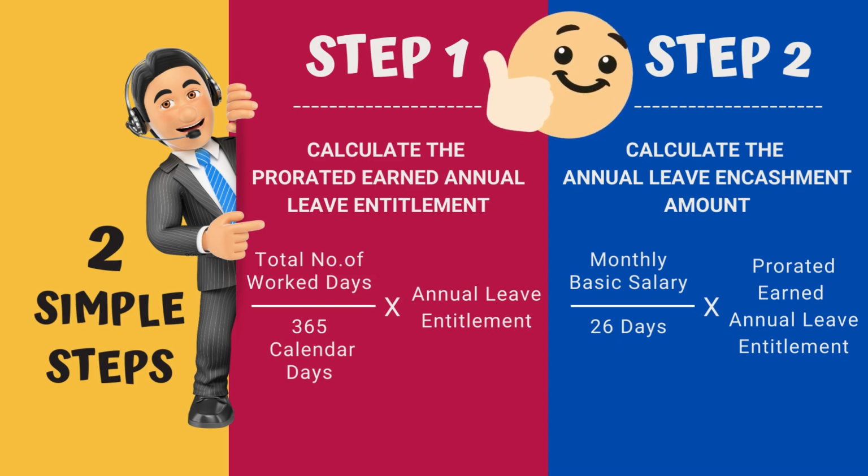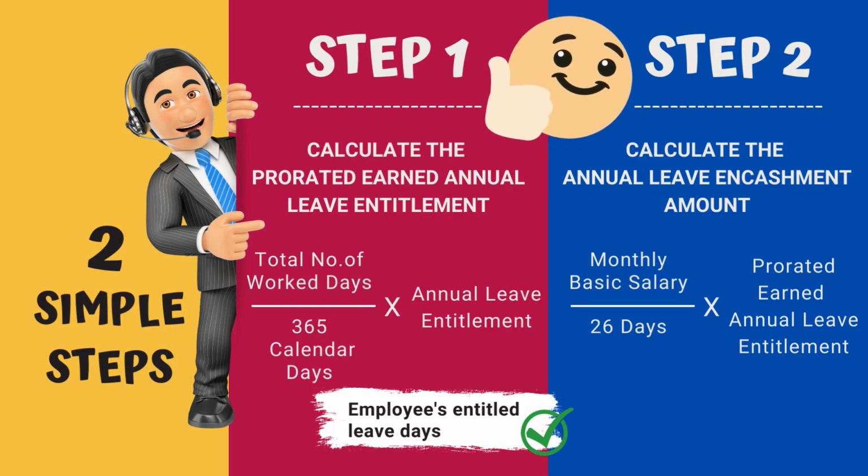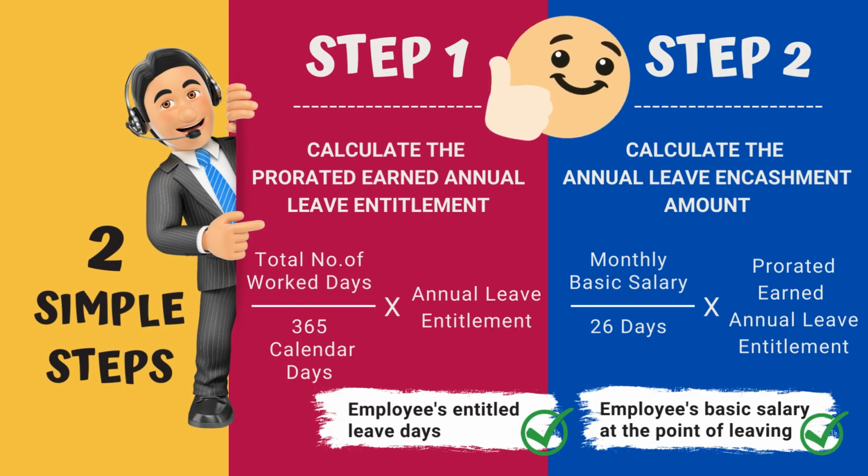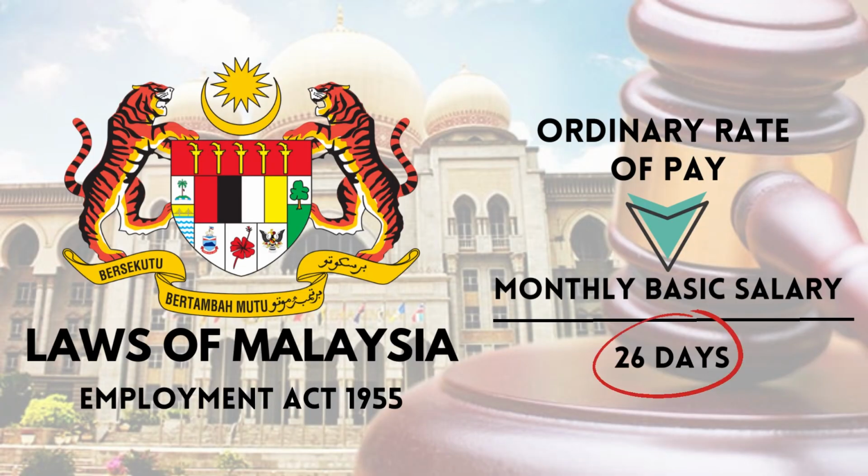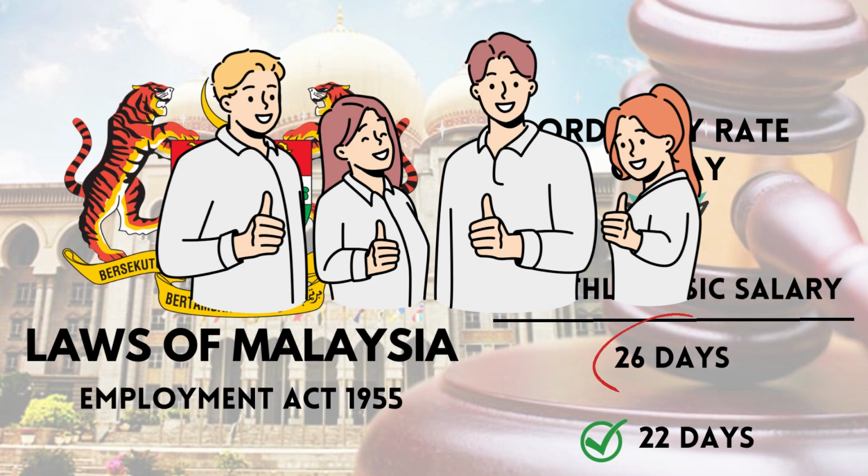Remember, the amount will depend on the employee's entitled leave days and their basic salary at the point of leaving. If you are referring to the Malaysia Employment Act, it is stated that the minimum leave pay should be calculated using 26 workdays. However, some companies might have different calculations, for example using 22 workdays for those employees working 5 days a week. Hence, so long as the amount is more favorable to the employee, that is considered acceptable from the law perspective. We hope you find this video helpful.